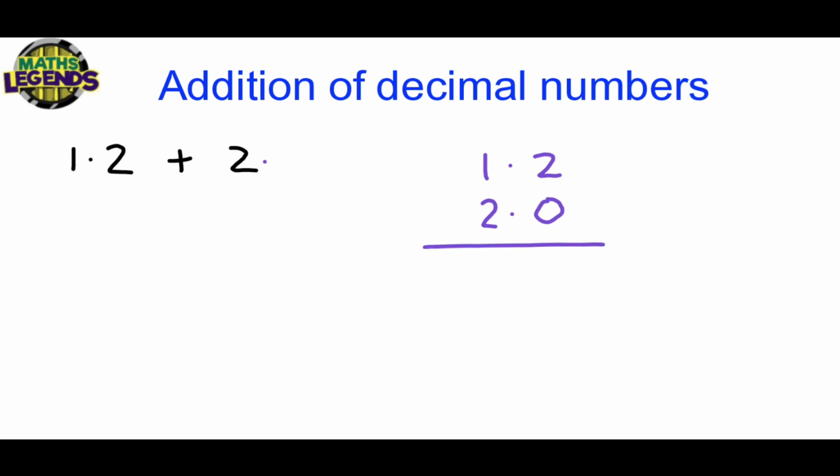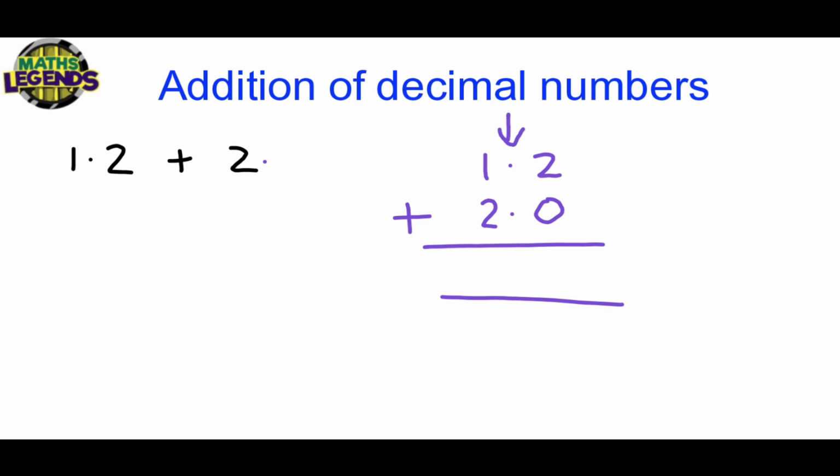Addition of decimal numbers. Let's say we have the question 1.2 plus 2. So now here we will rewrite this in a column method. So firstly we align the decimal points of both numbers and we place 1.2 and the 2 effectively has a decimal point after it, so you can treat that as a 2. Any blanks we can replace with a 0 and then we add the numbers. The key thing here is aligning the decimal points.